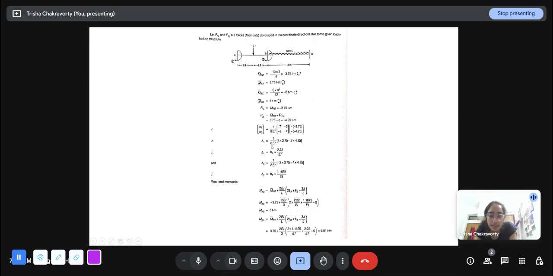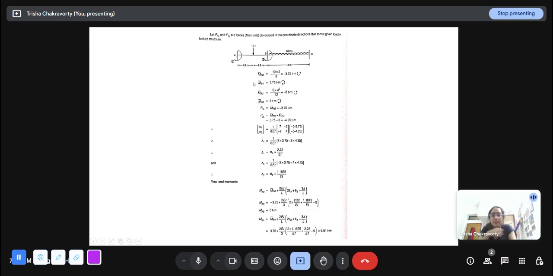So delta 1 is this 1 by 8, I'm basically solving this equation. So this is 7 into this minus 2 into this, and 1 by 8 is outside. So I get delta 1, then I get delta 2. This is minus 2 into this, 4 plus 4 into this. So I get delta 2.